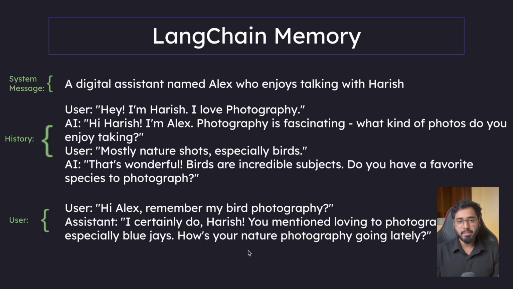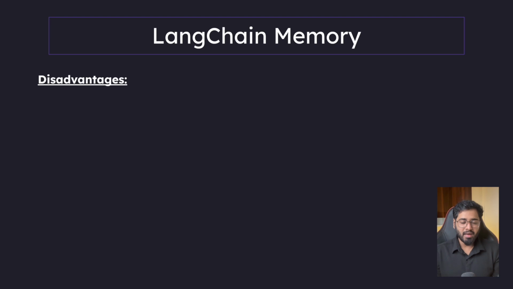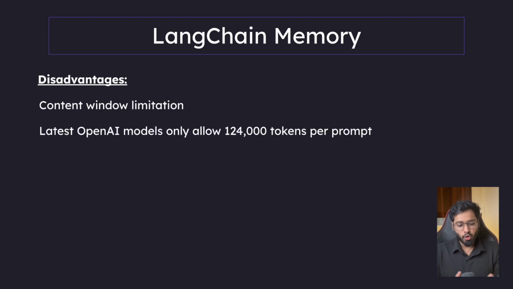The reason it is able to do that is because we are storing the history somewhere else in our code, and then we are attaching that entire history to the prompt. So this is the first one. But there are a couple of disadvantages, as you can imagine. The first one is context window limitation. The latest OpenAI models only allow 124,000 tokens per prompt.